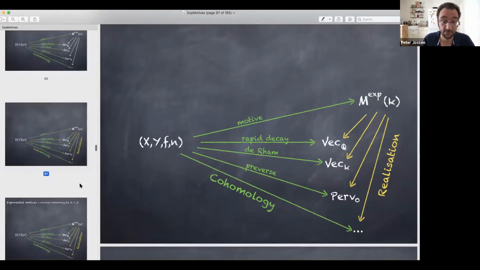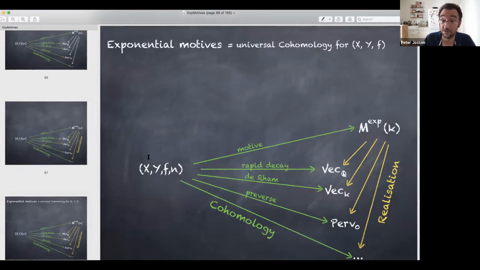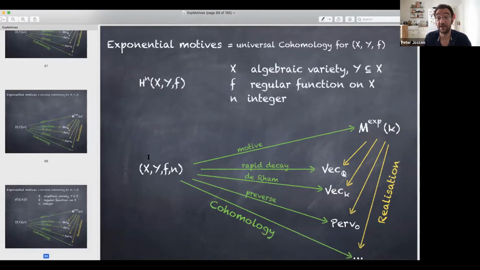That is standard terminology in the circle of ideas about motives. So exponential motives, there should be some sort of universal cohomology theory for x, y, and f. So in particular, for every algebraic variety x, subvariety y, regular function f, and integer n, I should be able to associate a motive, which I just call H^n(x, y, f). And out of this motive, whatever it is, I don't know yet what the category M_x(K) is. Out of this motive, I should be able to reconstruct the rapid decay, the de Rham, the perverse, and every other cohomology theory of x, y, and f.